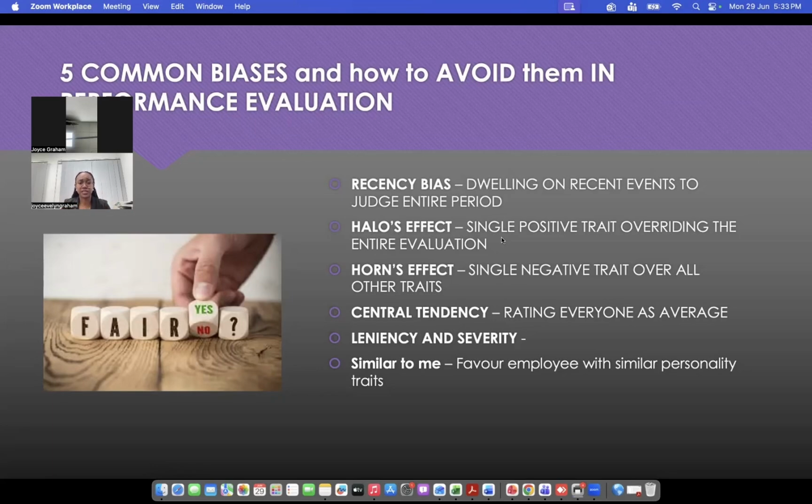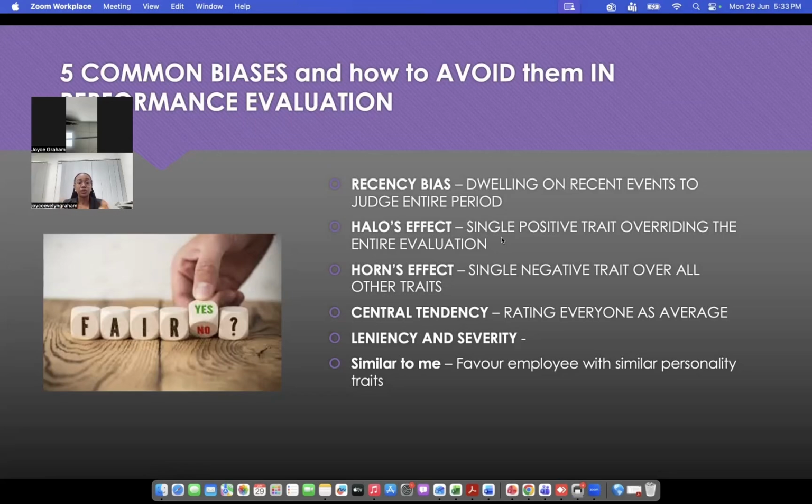Then we have the halo effect, which is like one single positive trait that overrides the entire evaluation process. So you have a salesperson who is always looking sharp, smart, and has good customer relations. And based on that, you rate them good for everything. Meanwhile, maybe they do not submit their reports on time, their sales turnover is not even the best, and things like that. So we're saying that you just want to be aware and have the different criteria you're evaluating with their supporting evidence.